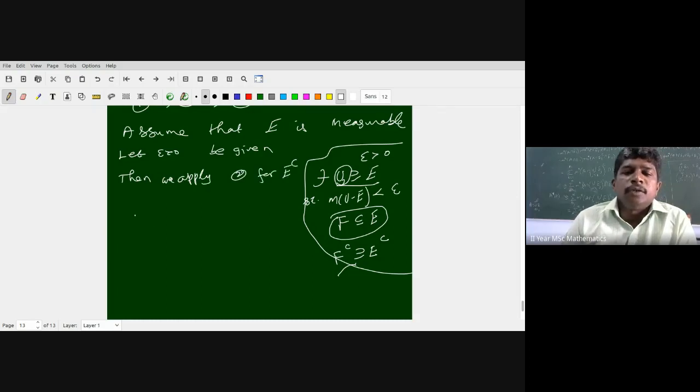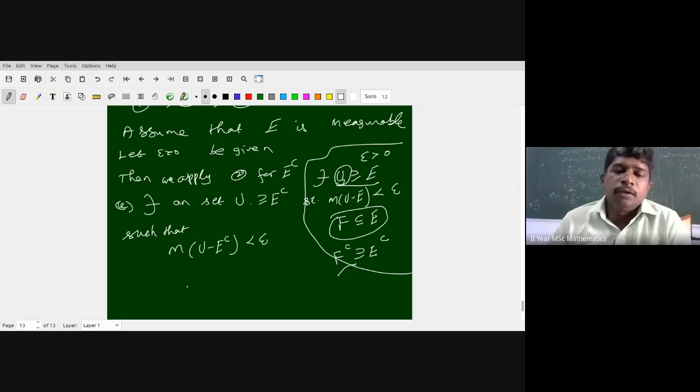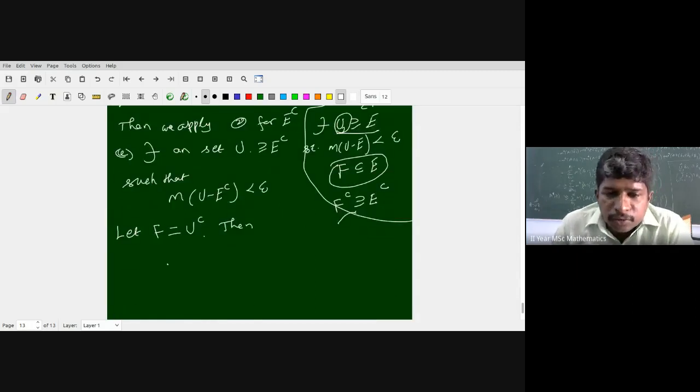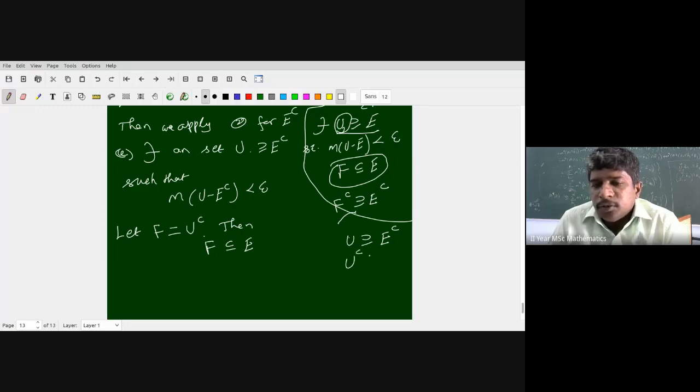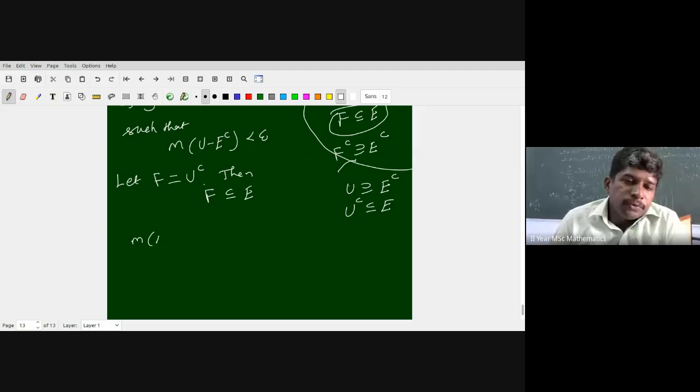2 for E complement. That means there exists an open set U containing E complement such that the measure of U minus E complement is less than epsilon. So let us take F equal to U complement. Then one thing is clear: F contains E, because we have U a superset of E complement, and if we take the complement, we will have the other side. So F contains E. So what about the measure of E minus F?